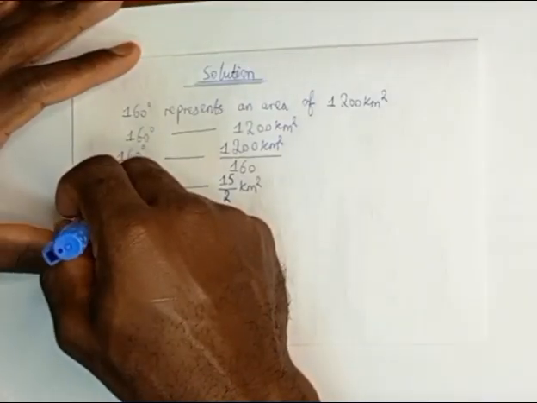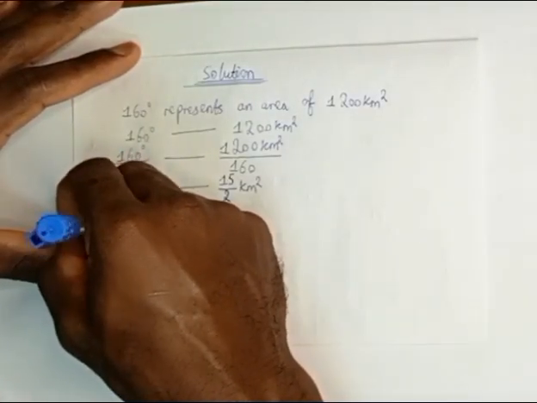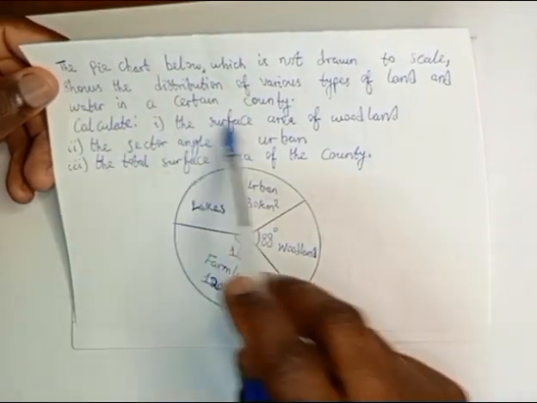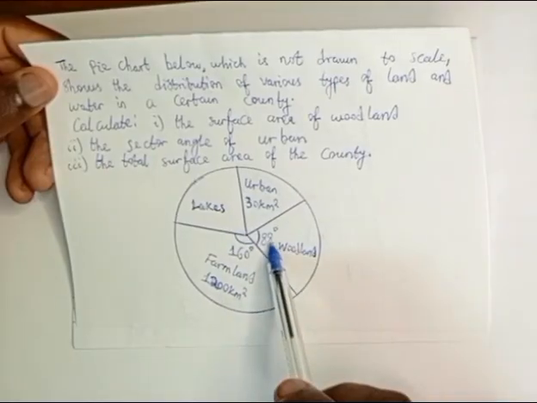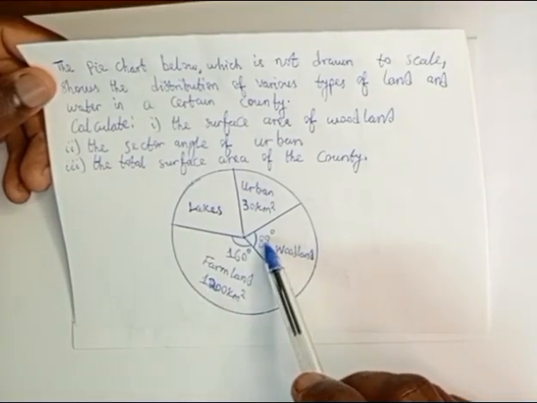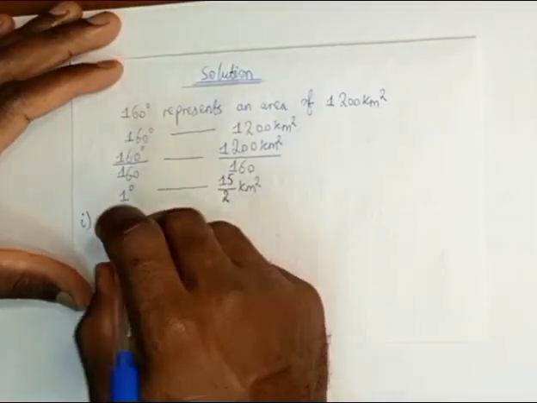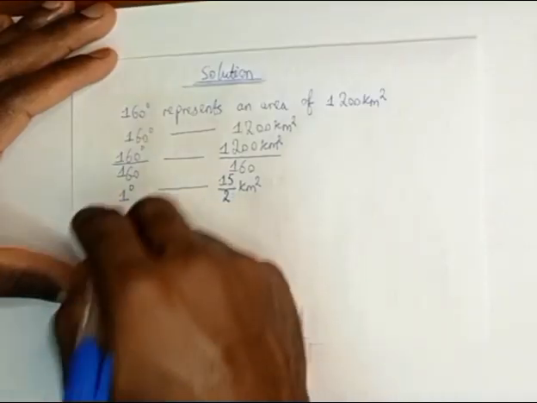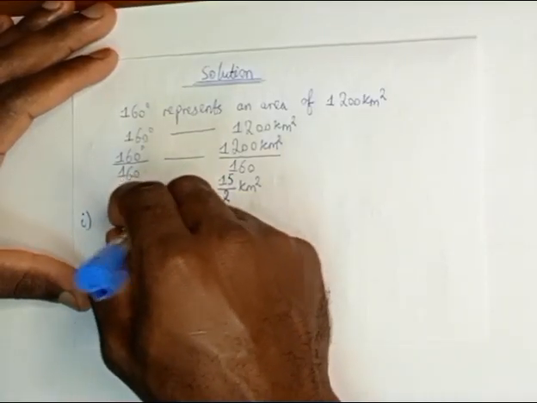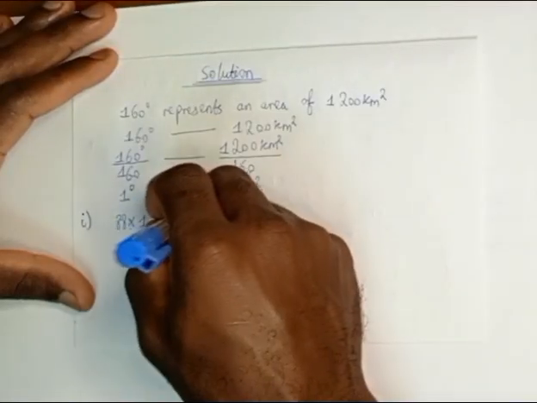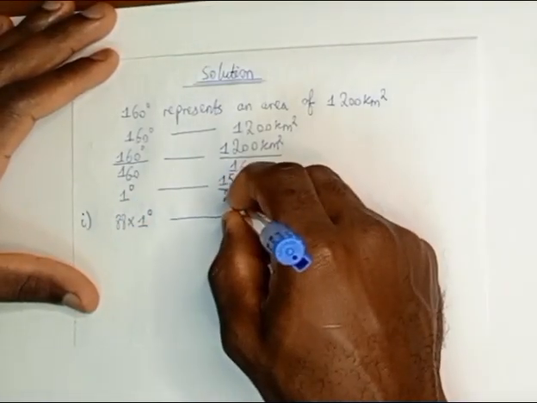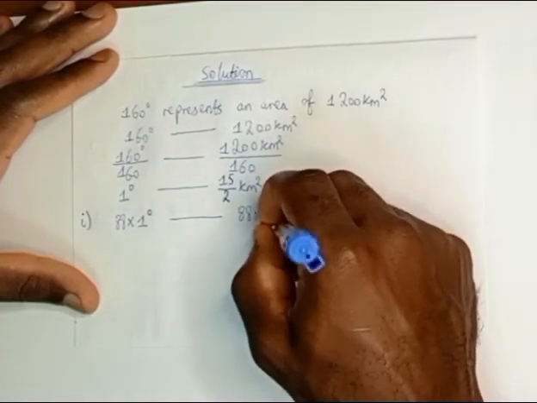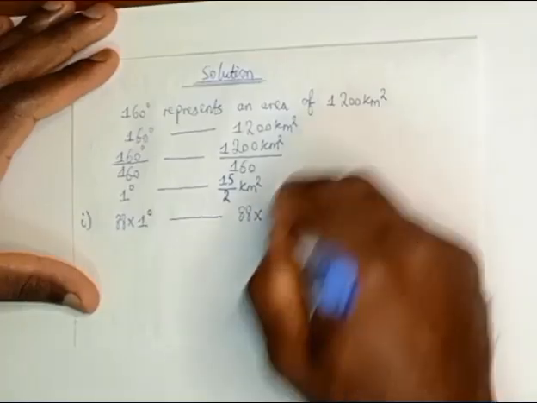For question I, it is asking us to calculate the surface area of woodland. This is woodland. It has a sector angle of 88 degrees. We know that 1 degree corresponds with 15 over 2 kilometers squared. Multiplying both sides by 88, this will give us 88 times 1 degree corresponds with 88 times 15 over 2 kilometers squared.